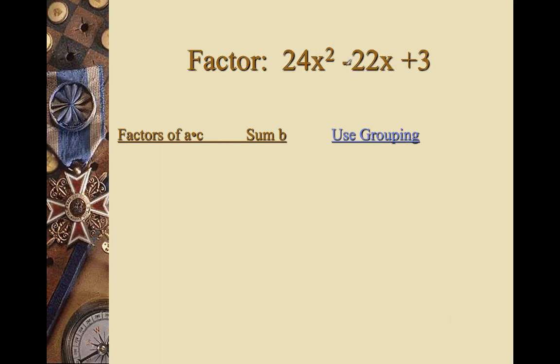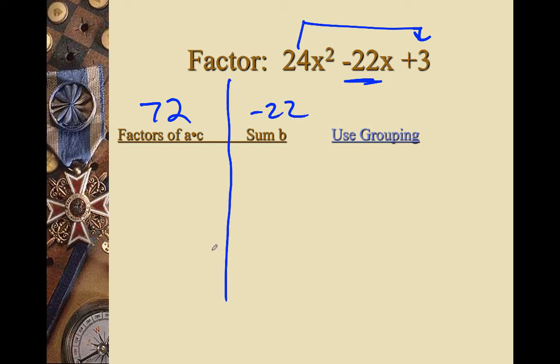Whoo! Ooh, negatives, negatives. If you stopped paying attention, start paying attention again. Turn off the Netflix. 24 times 3, positive 72, for a sum of negative 22. Oh, goodness. How do you multiply for positive and add for negative? Well, they both are probably negative.